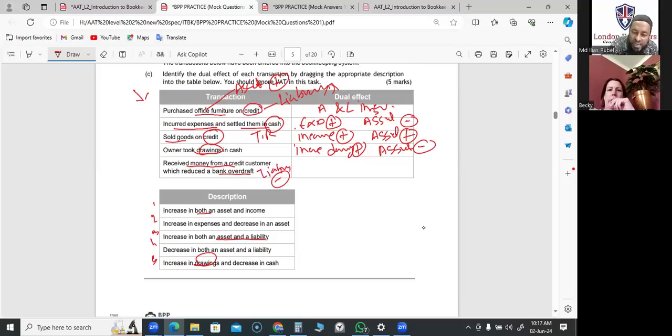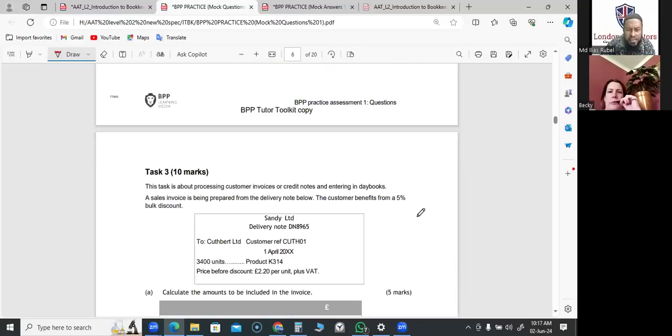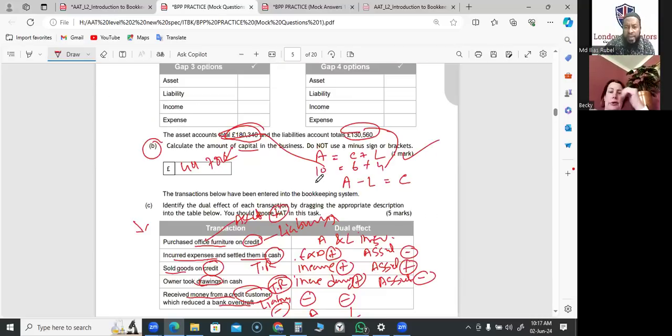But how about the customer paying you? The customer was supposed to pay you. A credit customer is trade receivables. That's a decrease in asset, isn't it? When they pay you, they go down. So both asset minus, liability minus. Make sense? All right. I think that's it. There's a very easy peasy way of doing it.